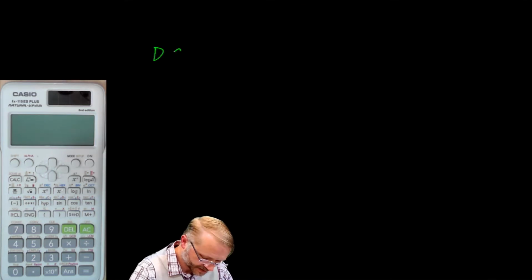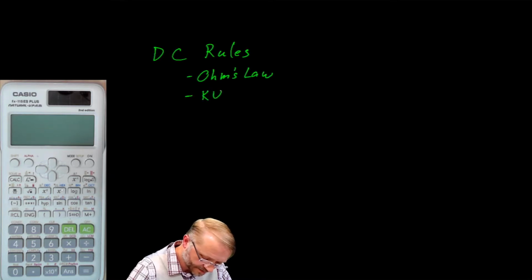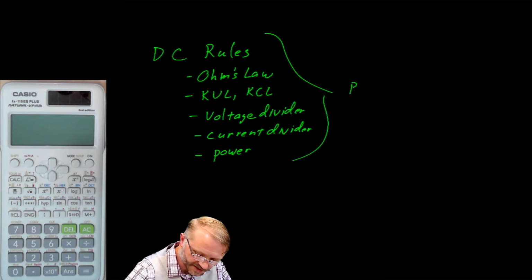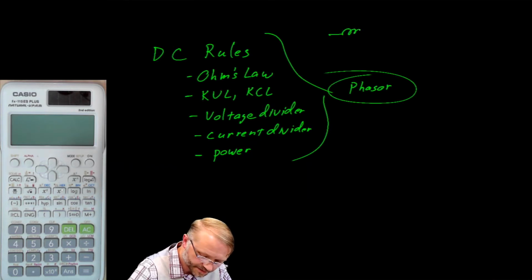We started this class with direct current. So these were our DC rules. We had Ohm's law, we had KVL and KCL, voltage dividers, current dividers, and the concept of power. All of these have transitioned into phasor form, where we picked up inductors and capacitors.